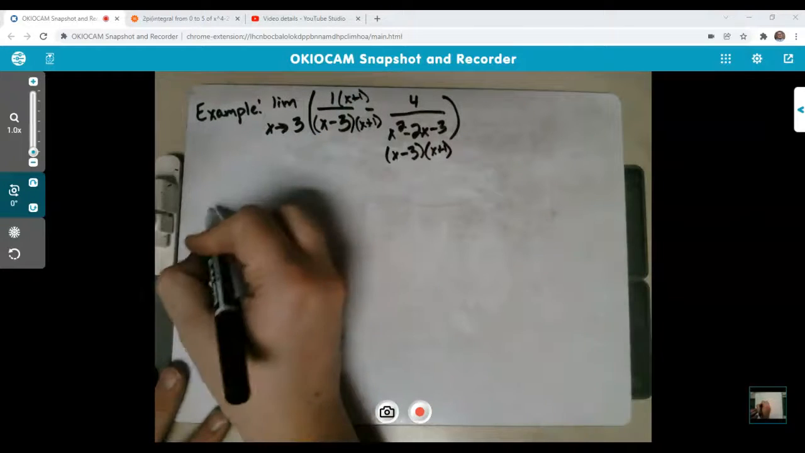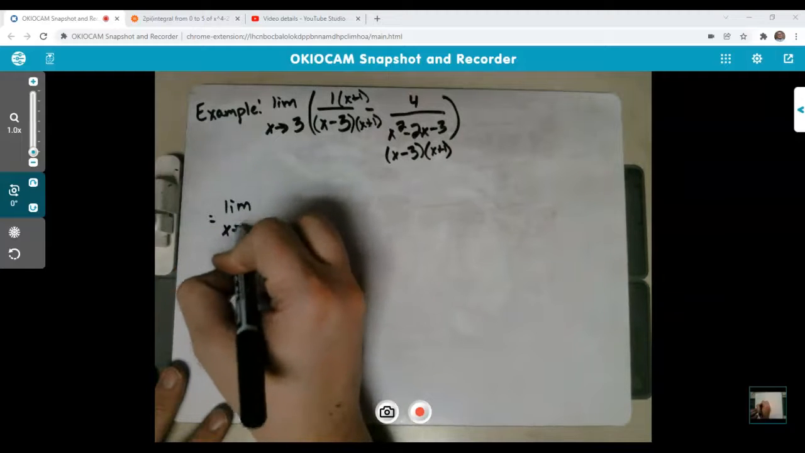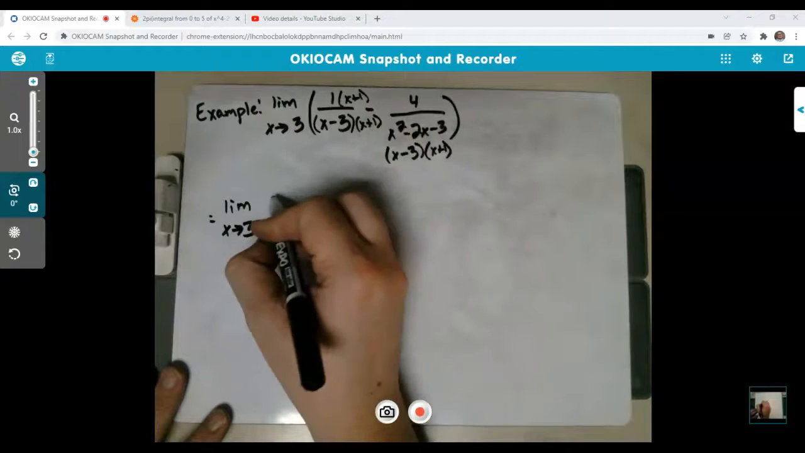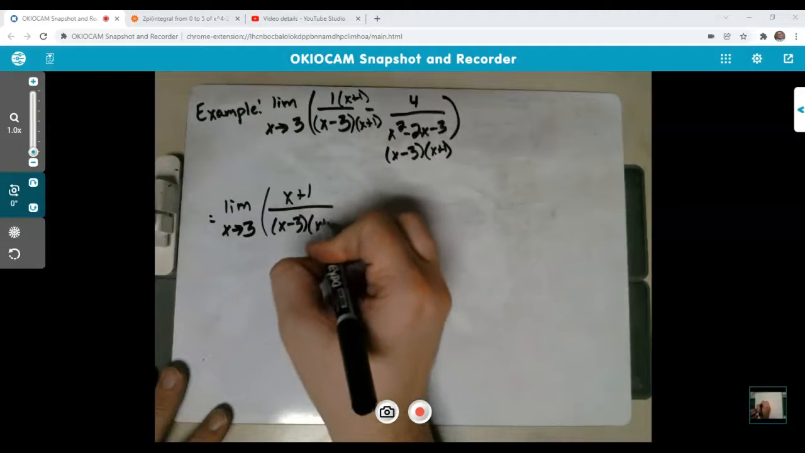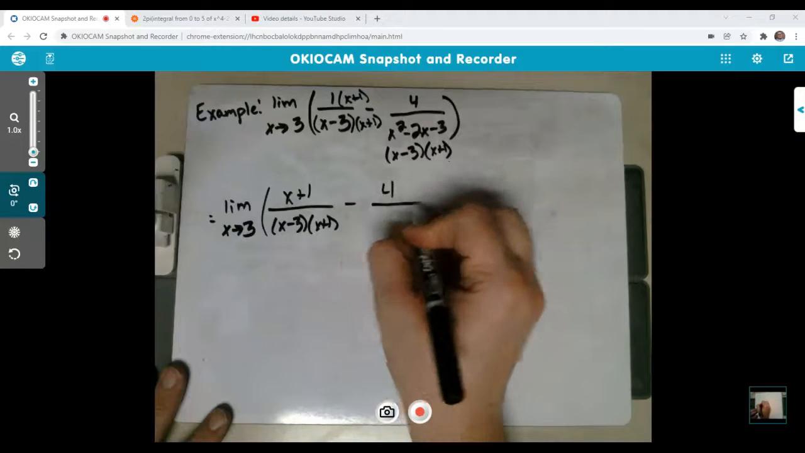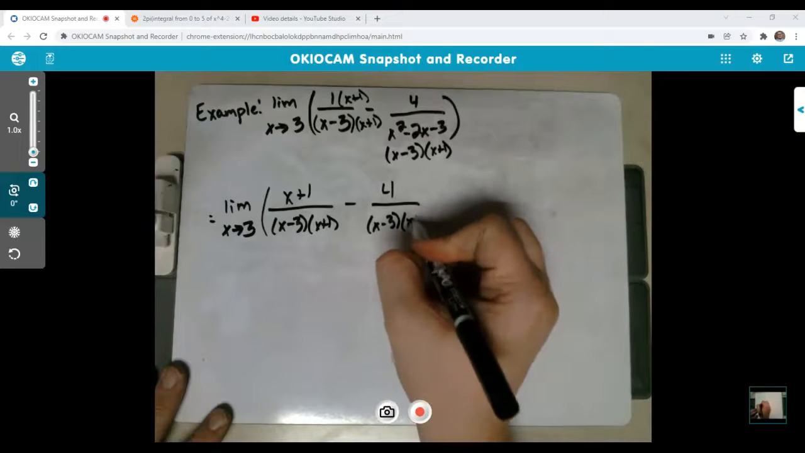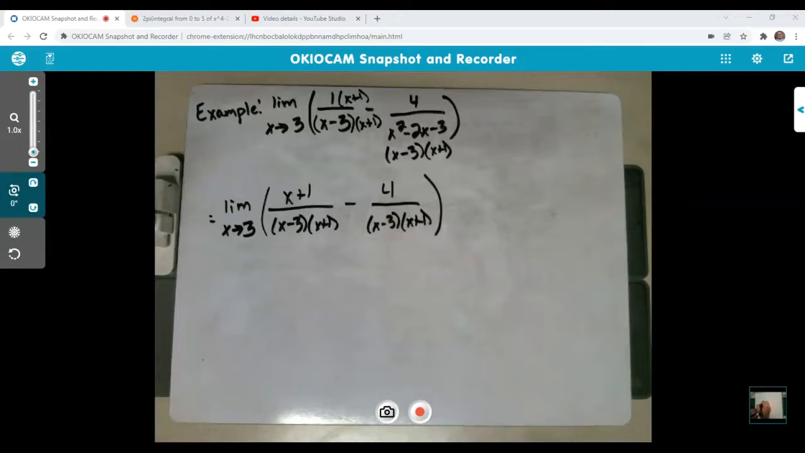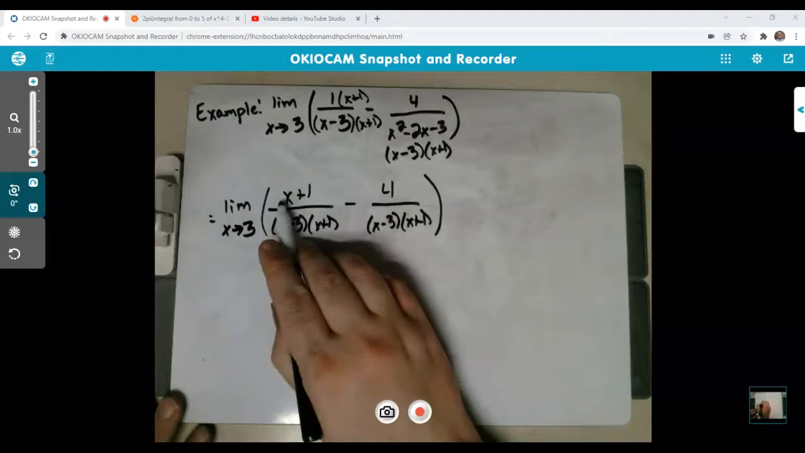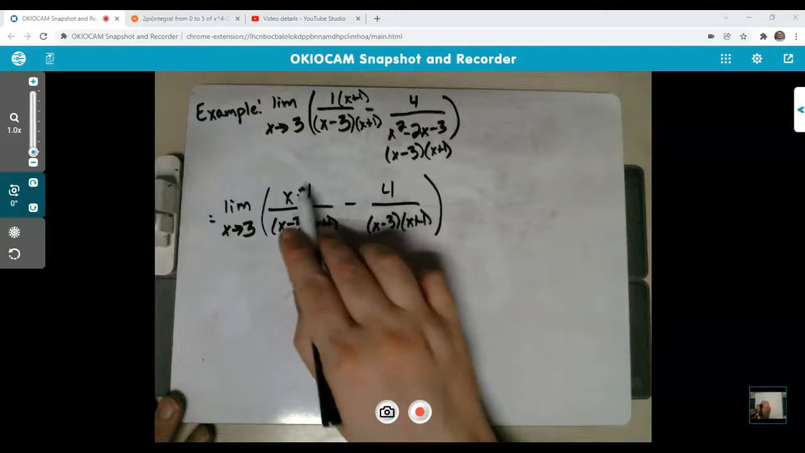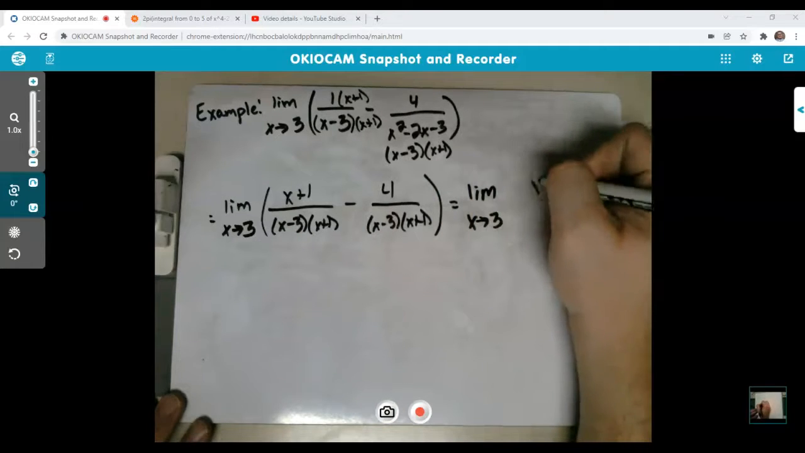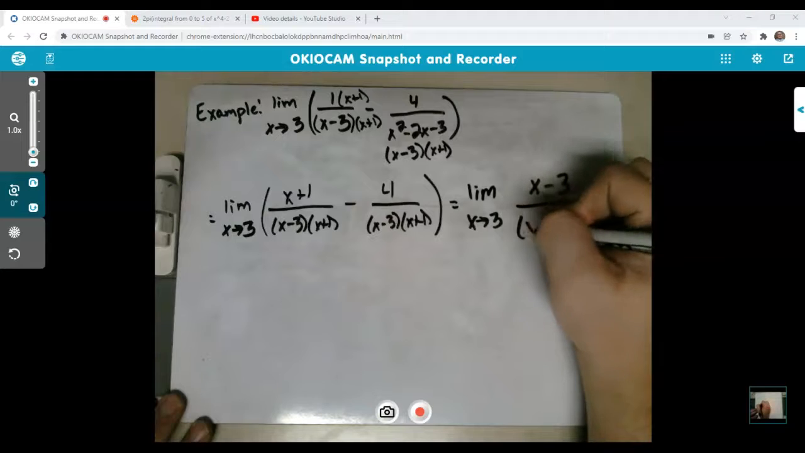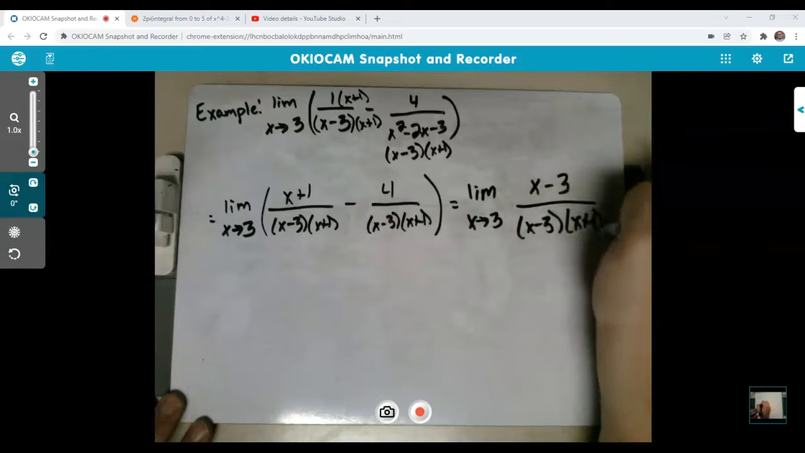So this means what I get is the limit as x approaches 3. 1 times x plus 1 is x plus 1 over x minus 3 times x plus 1. I did not change this one, so I'm just going to write it. So now that the denominators are the same thing, I can just add up what's on top. So x plus 1 minus 4. 1 minus 4 is -3. So that's the limit as x approaches 3 of x minus 3 over x minus 3 times x plus 1.